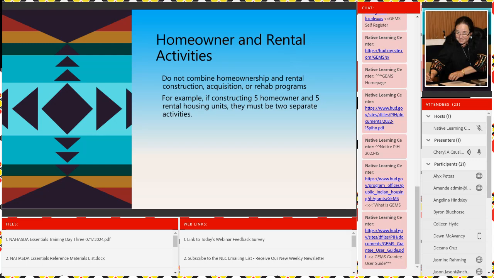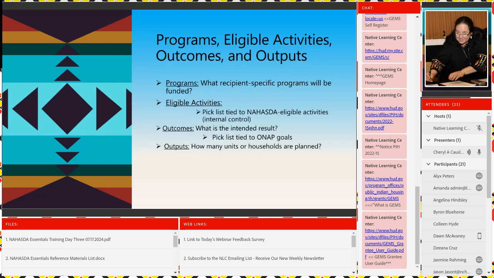So when you do this, homeowner and rental are two different things, okay? You don't combine home ownership and rental construction, acquisition, rehab. For example, if you're constructing 5 homeowner and 5 rental units, they have to be 2 separate activities. They're 2 different sets of participants, basically, okay? 2 different sets of rules.